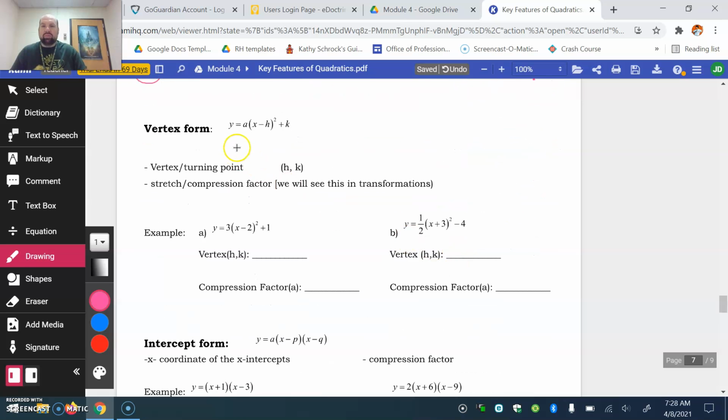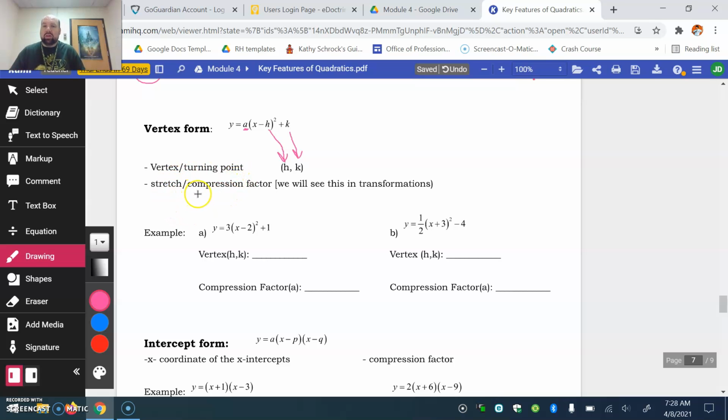Okay, vertex form. So y equals a, which you should be familiar with. We've already studied and learned about a. Now, here's where we have something new. X minus h plus k. You're probably wondering, what the heck are h and k? Why do we have all these letters? I thought this was math. Math is just numbers. H and k are going to be our vertex. Okay? So vertex is our turning point, our max, our min.